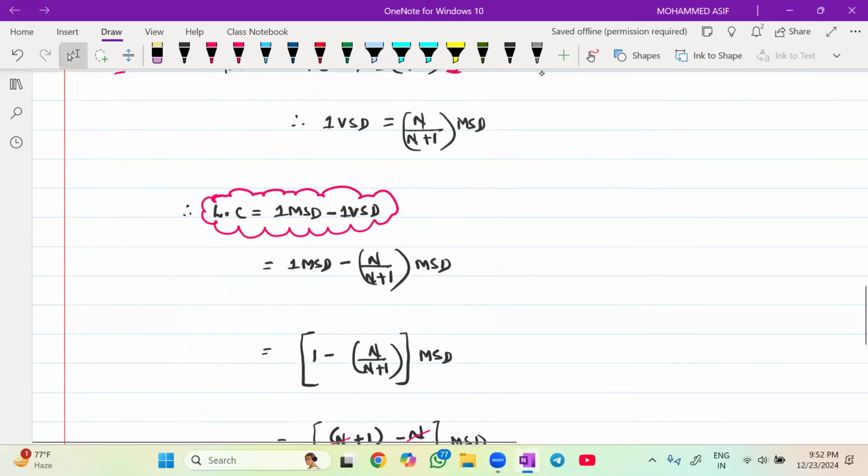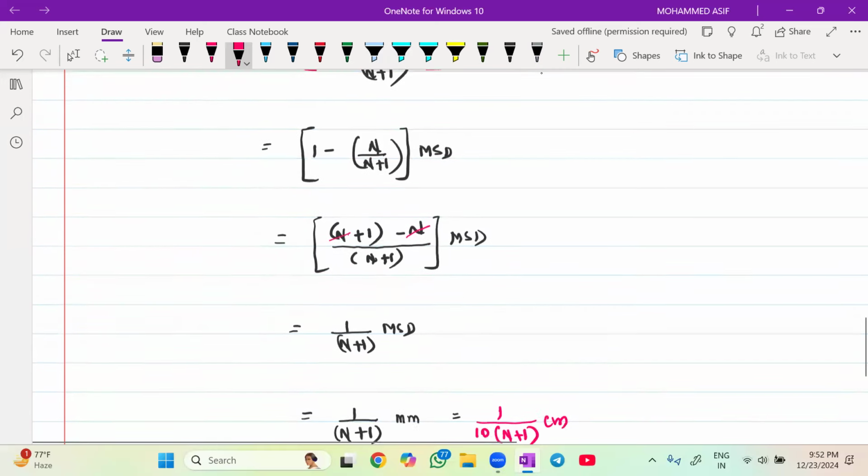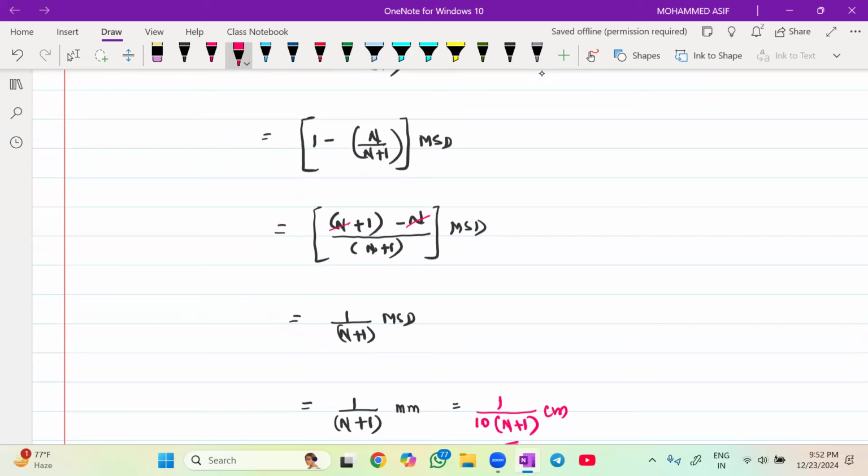Then that is equal to 1 main scale division minus the value of 1 VSD, which I am substituting here. So it is n divided by n plus 1 main scale division. MSD is common, so it is 1 minus n divided by n plus 1 MSD. Now take the LCM: n plus 1 minus n. The plus n and minus n get cancelled. So the answer is 1 by n plus 1 MSD.